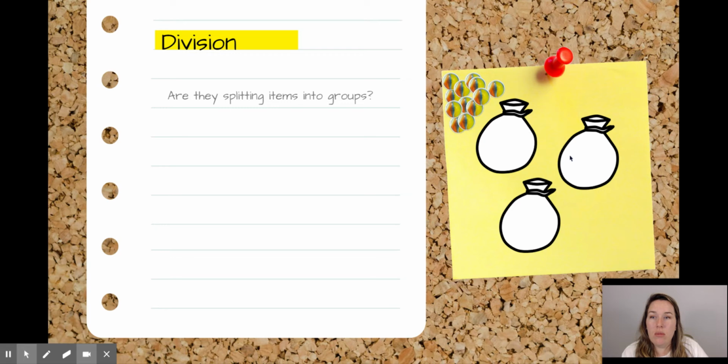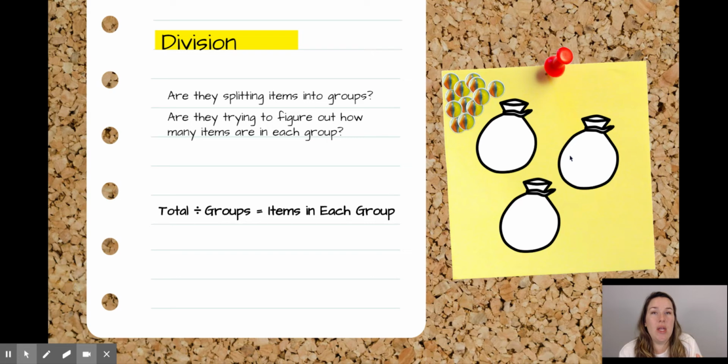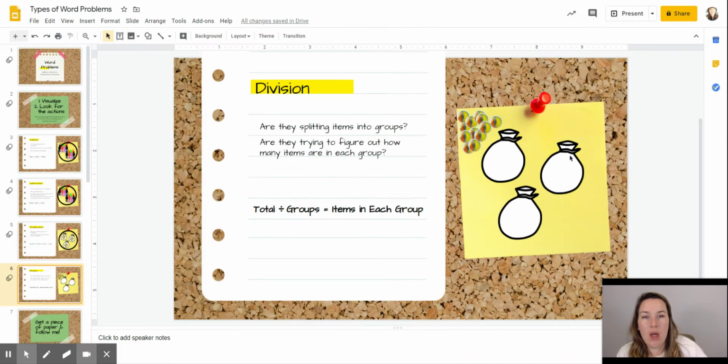In division, you would ask, are they splitting items into groups? And are they trying to figure out how many items are in each group? In division, just like subtraction, you start with the total, and then you're going to split them up into groups. And you're going to try to figure out how many items are in each group because you're trying to make equal groups. So for example, here, we have our marbles already set apart. So we already have our total marbles. We know how many we have.